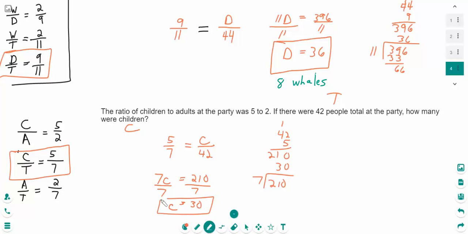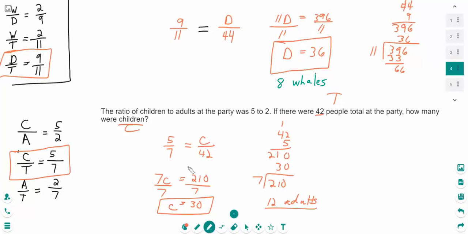So the number of children is 30 children when we have, well, how many adults? 12 adults. And I just got that by knowing there's 42 total. 30 of them are children, so 42 minus 30 is 12. All right, but what they want to know is how many children. So this is our official answer to the problem. All right, very good. So hopefully that makes sense to you.